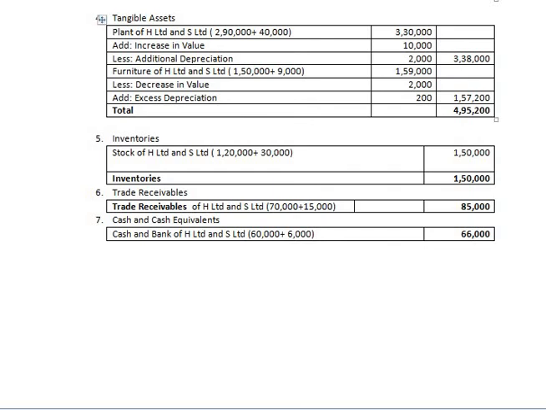Then after which you have to do the inventory. So you take the stock of H Limited and S Limited, get 1,50,000. Then the trade receivable of H Limited and S Limited will be 85,000, and the cash and cash equivalent of H Limited and S Limited will be 66,000.